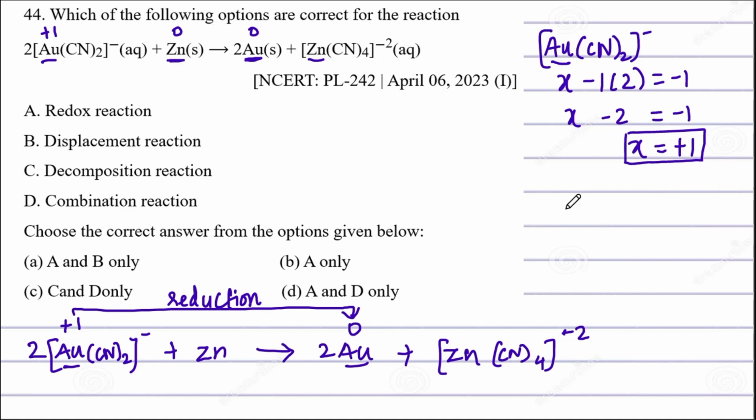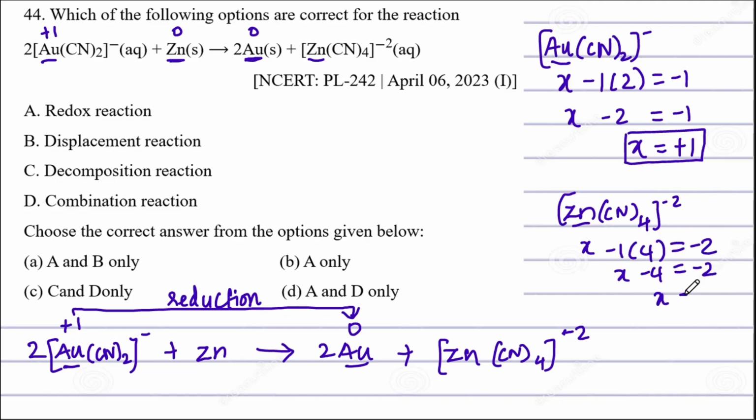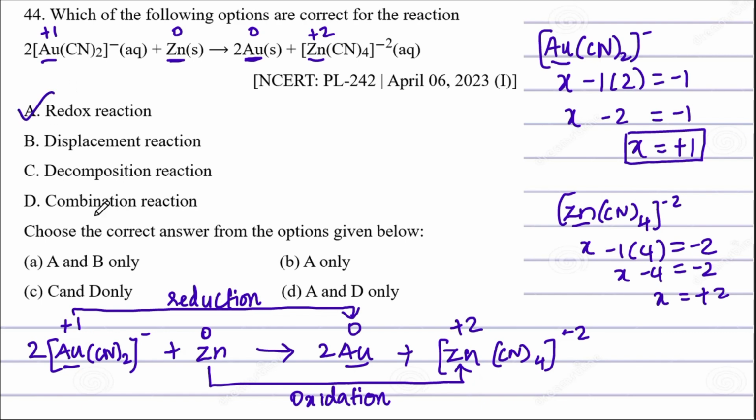Now we will find the oxidation state of zinc in this complex, [Zn(CN)4]²⁻. X minus 1 into 4 equals -2, X minus 4 equals -2, and the value of X is +2. So for zinc the change in oxidation state is 0 to +2. So it is an increase in oxidation state, so it is oxidation. So this reaction has oxidation and reduction. So it is a redox reaction.